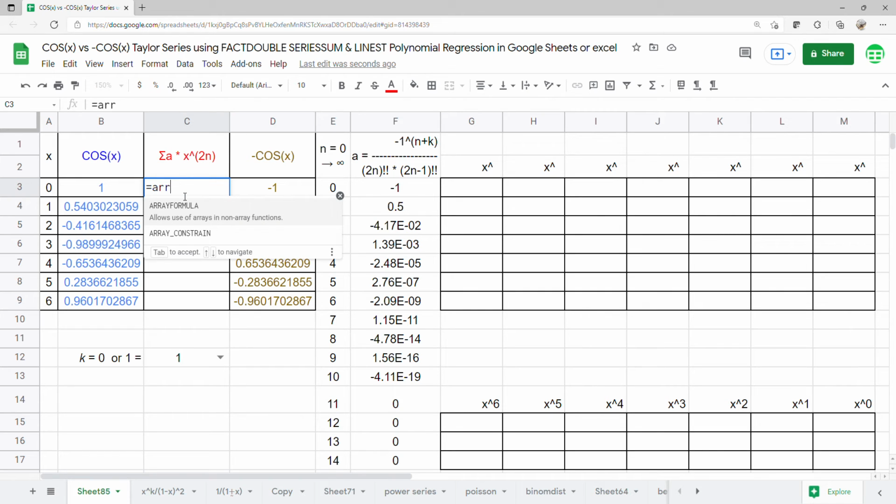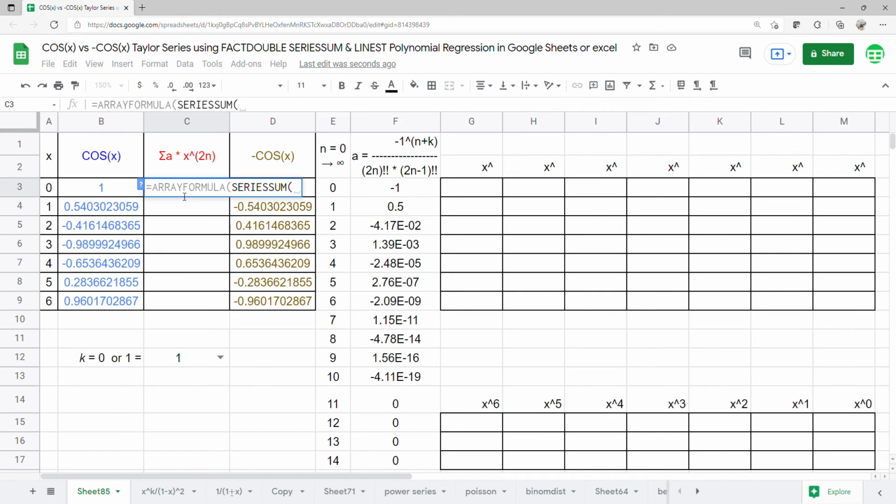Now we continue with the series sum. So our formula: series sum of the x values raised to the power 2n. 2n starts from 0, incremented by 2, and the coefficient will be this range. That's our a.